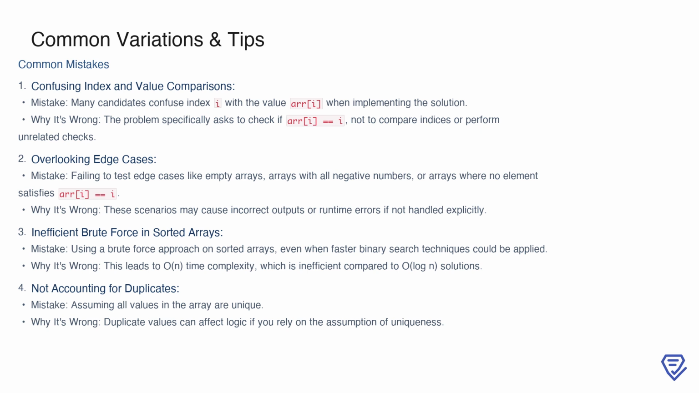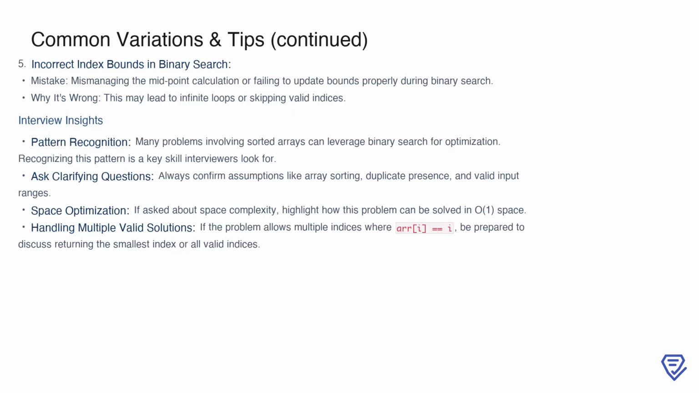Additionally, some candidates use a brute force approach on sorted arrays, iterating through each element to check the condition. While this works, it's inefficient, especially when binary search can solve the problem in O(log n) time. Lastly, assuming all values in the array are unique can lead to flawed logic. If there are duplicates, your solution needs to account for them explicitly, as this assumption isn't guaranteed in the problem description. Another mistake to watch for is mismanaging index bounds during binary search. Errors in calculating the midpoint or updating the search bounds can lead to infinite loops or skipping over valid indices entirely.